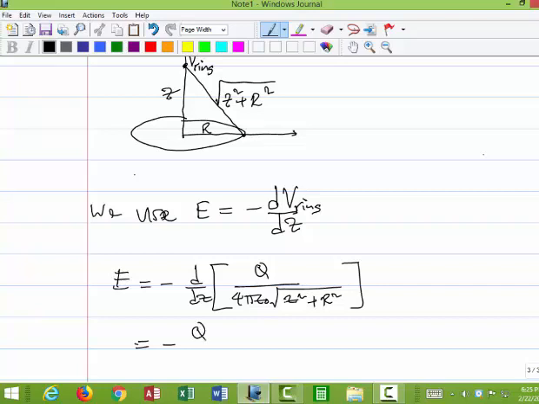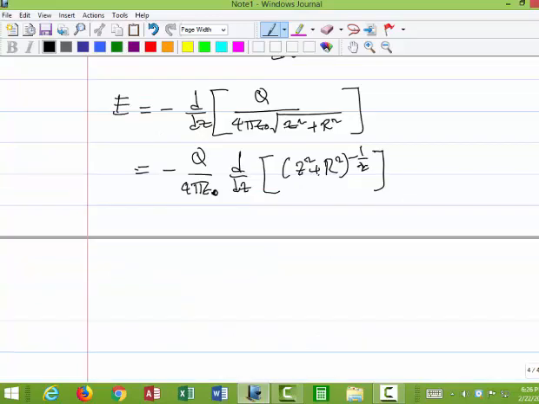So we can bring the Q out, and then you take the derivative d/dz. So let's actually bring this up here. What we can do is write it like this: Z squared plus R squared raised to negative half. Once you set it up like that, you're taking the derivative, 2z, and then minus half minus 1.